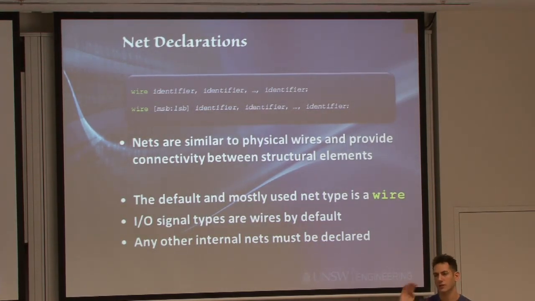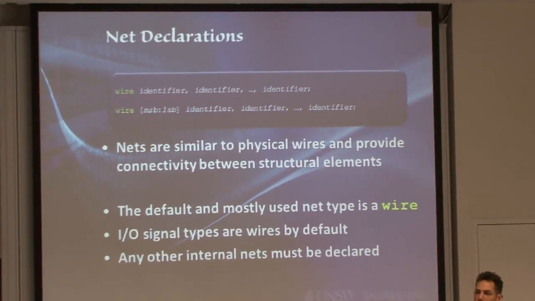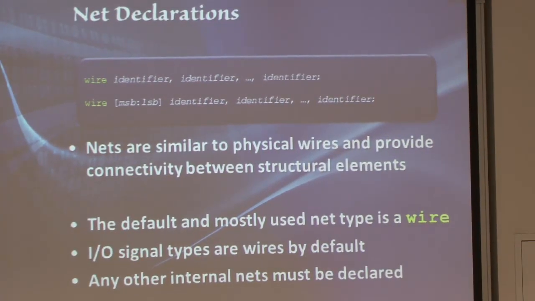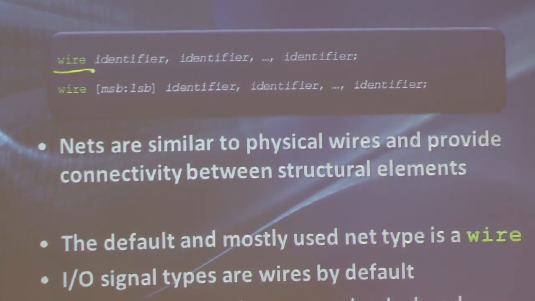Nets are pretty much, you can think about them as wires. Net, wire, same thing. We will, in fact, in this course, only talk about nets of type wire, that will use the keyword wire. There are different types of nets, but they're not used very much. You can have a net that would be, say, a supply 0, supply 1. So it's a wire that's always connected to a voltage source.